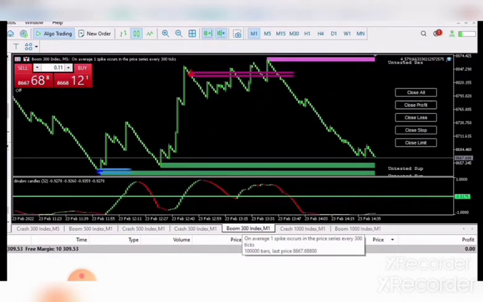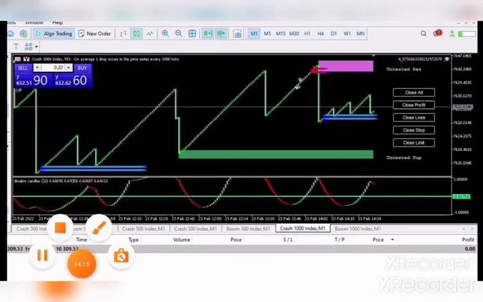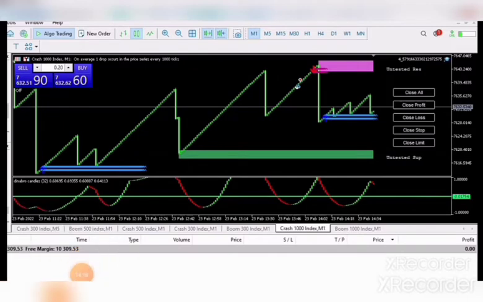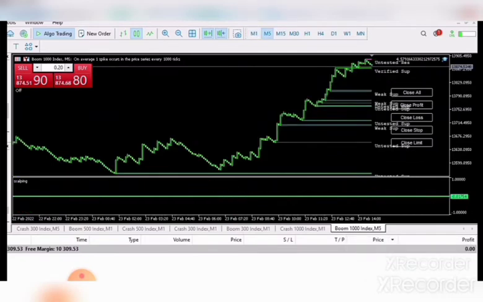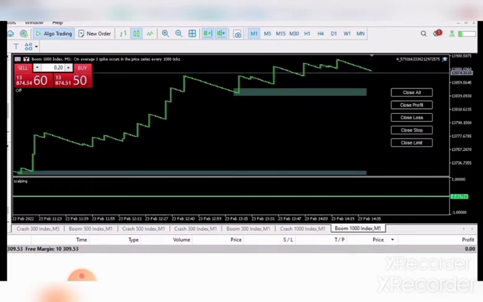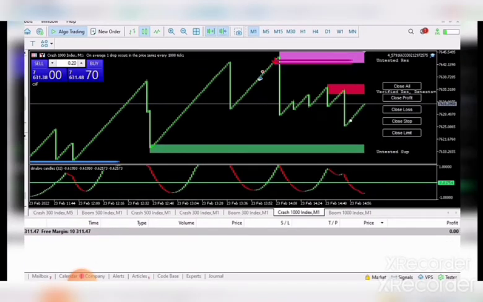I'm looking for a perfect condition for me to enter a trade here. Let's check, let's see. There are no perfect conditions here. Let me check Crash 1000 and see if there's any condition met. Don't just jump in like that. I've seen something here now.